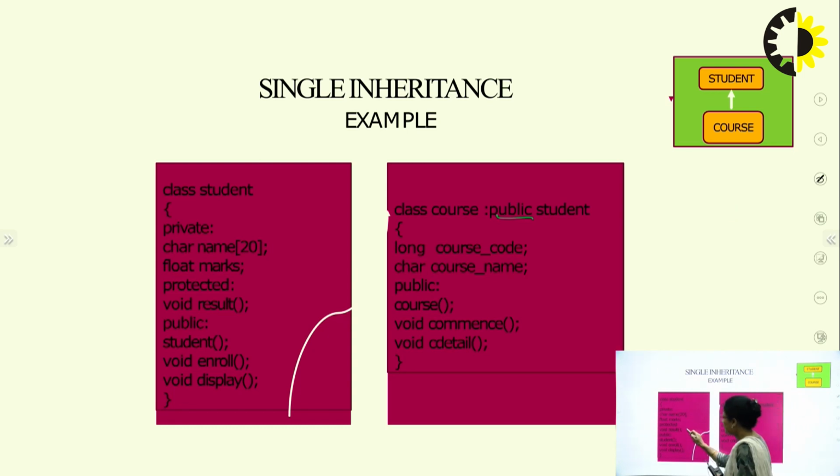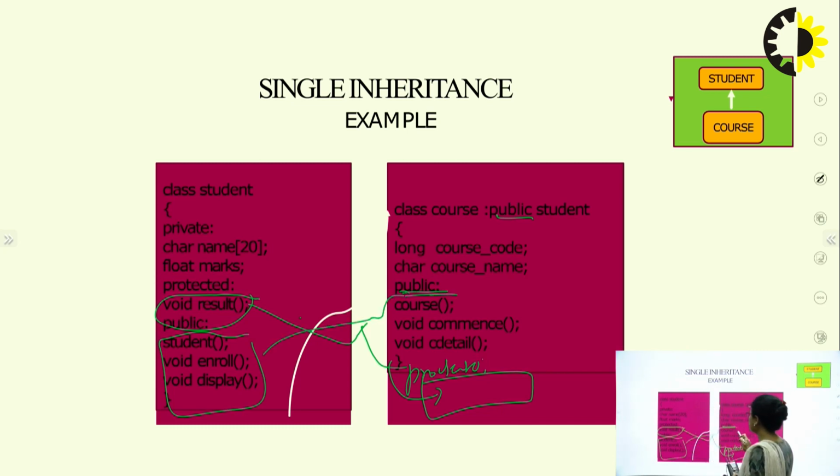And the inheritance is public. That means what? The protected members of the base class will come under the protected members of the derived class. All of these things will be inherited here, and the public members of the base class will also be added in the public section of the derived class.